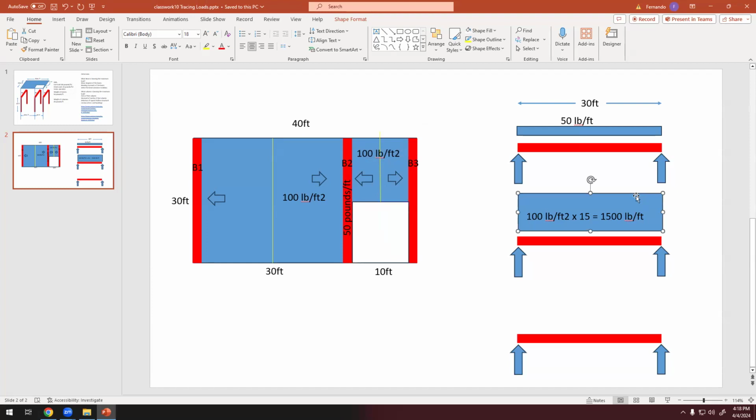But this is a uniformly distributed load, but it's not uniformly distributed throughout the beam. Where does it stop? It stops here, because here we have the opening. If we look at this, on the left we don't have anything, and on the right we have the uniformly distributed load, which is 100 times 5, so this is 500 pounds per foot.